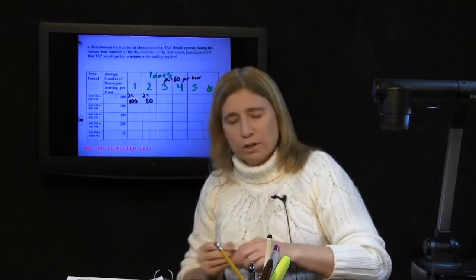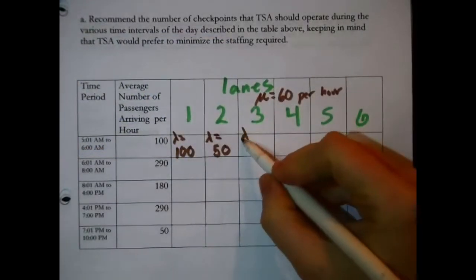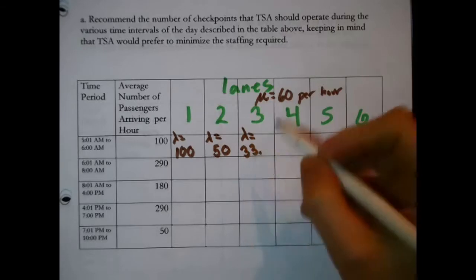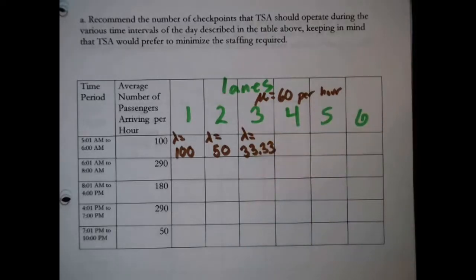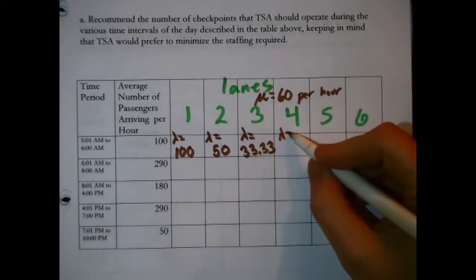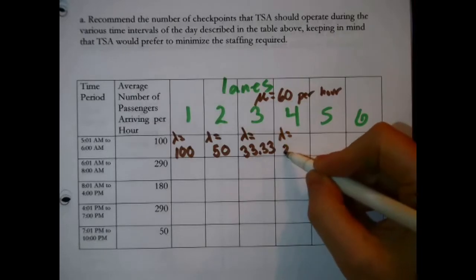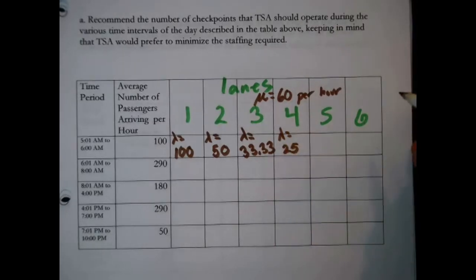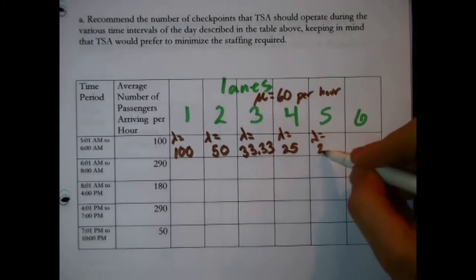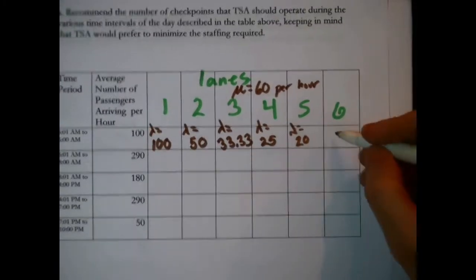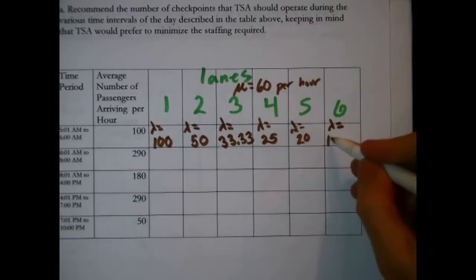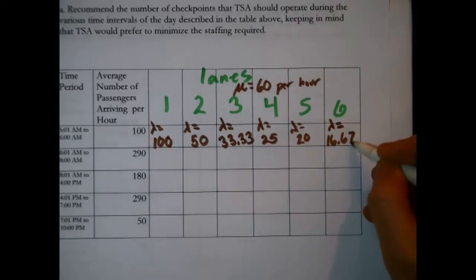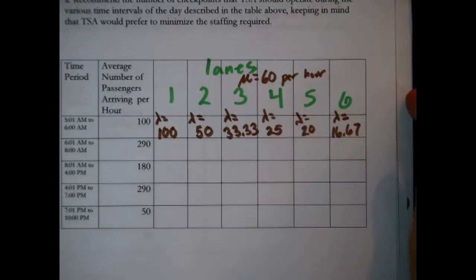And then if we decide to open 3 lanes, for each lane the average number of people arriving at that lane and joining the queue is 33.33, versus, let's see, 100 divided by 4 is 25. Lambda equals 25 if it's 4 lanes. Lambda equals 20 per hour if it's 5 lanes. And lambda equals, let's see, what is that? 100 divided by 6. Little messy, 16.67 people per hour.